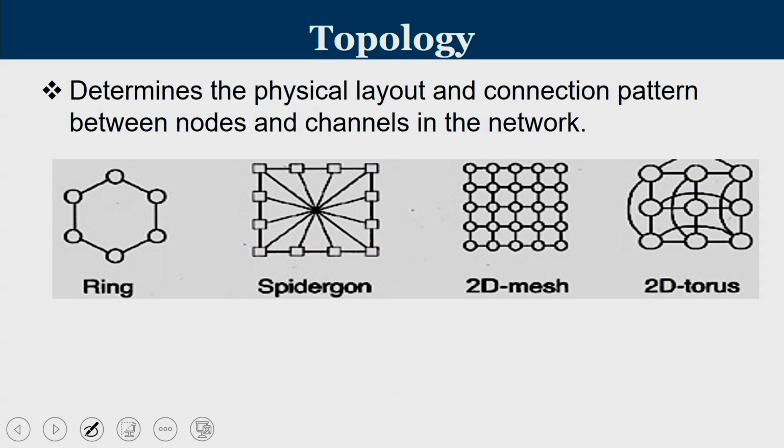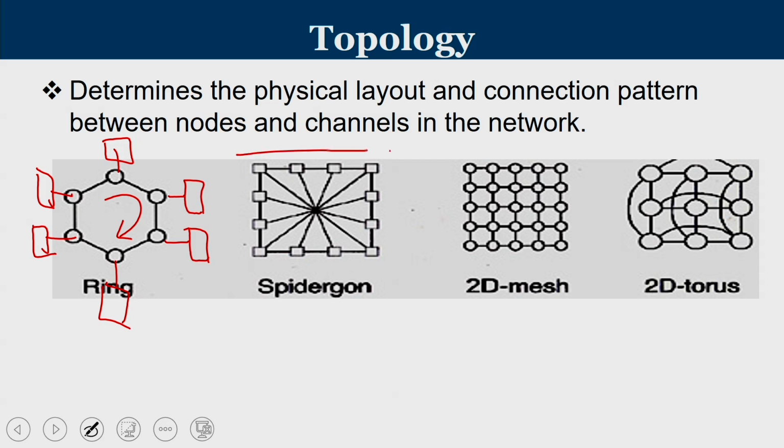Topology determines the physical layout and connection pattern between nodes and the channels in the network. If the routers are connected in a ring fashion, as shown here, you have to imagine that to each of the routers there is a tile, and the tile holds the processors and the cache. So, each one of them connects to a router. The circular ones that you see around the ring are the routers, and if the routers are connected in a ring fashion, either unidirectional or bidirectional, we call it a ring topology.